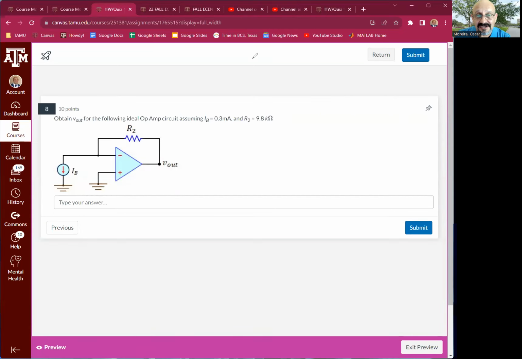Okay, same thing with this circuit. In this, we have a current. The current cannot come in or out of the amplifier, so it has to go to resistor 2. And the voltage across the inputs is close to zero for an ideal op amp. Just find the output voltage. And that's pretty much it.